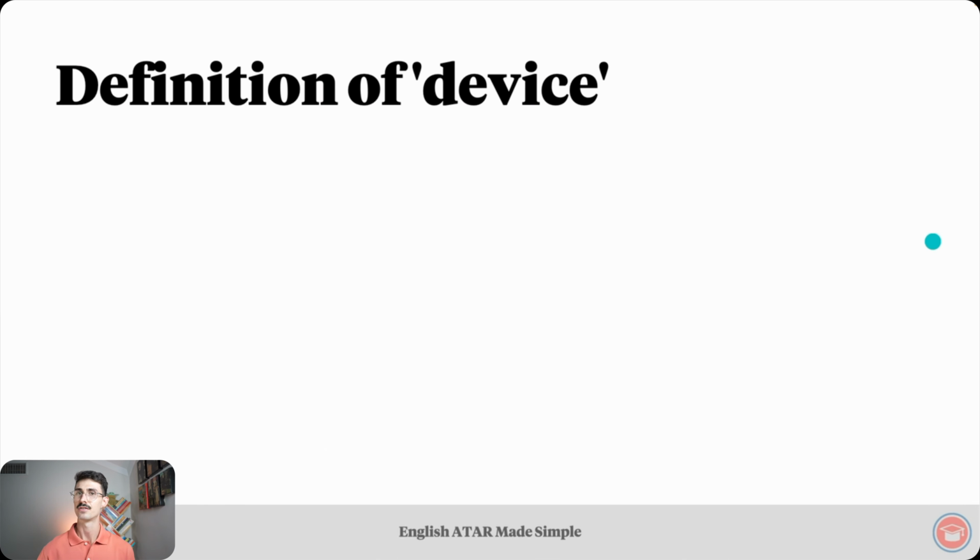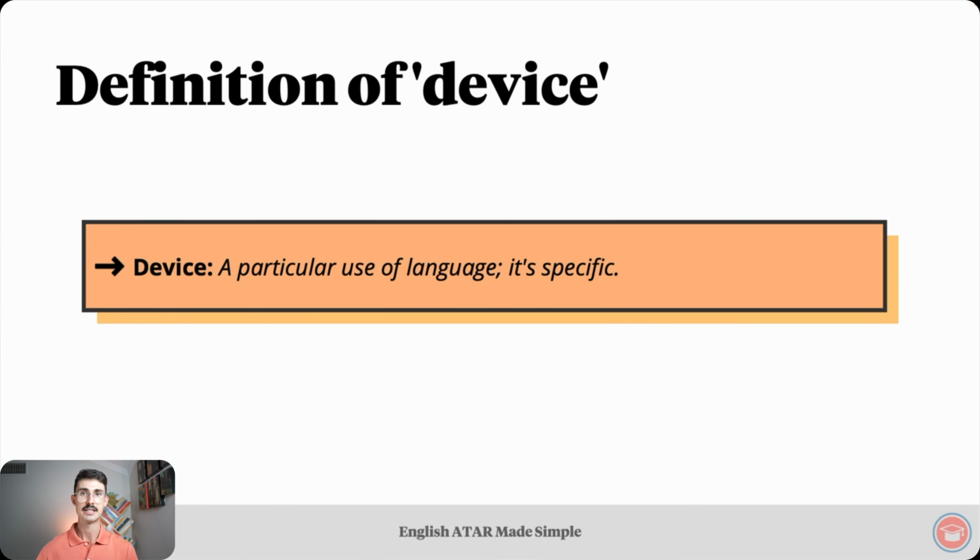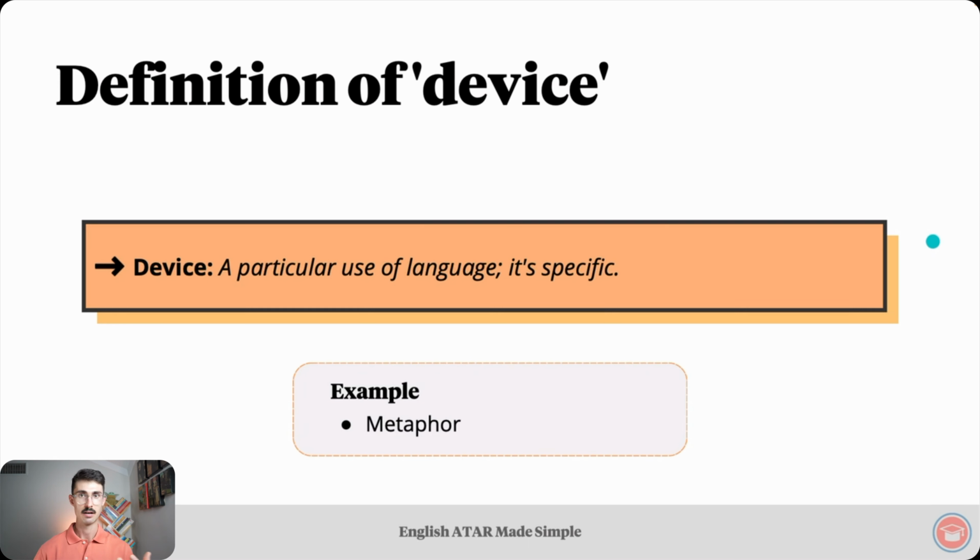How about the definition of device? This one, it is a particular use of language. It's specific. So what we're doing here is it's a bit of a spectrum. We're starting from broad and then going along the spectrum to get more and more specific. Example of a device, metaphor. So as we saw earlier, we've got figurative language. That's a bit of an umbrella term. And then we can refer to figurative language as a feature or an element. Then here we're looking at an example of a feature or an element, which is a device. And the example here is metaphor.